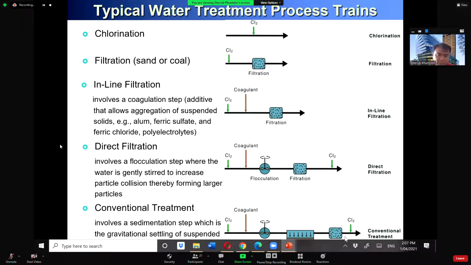So anyway, this involves sedimentation, coagulation, then rapid mixing, and then this is followed by coagulation, and then sedimentation, and then the sedimentation is followed by filtration, and then again chlorination, or final disinfection before it's supplied. So this is a conventional complete surface water treatment train.